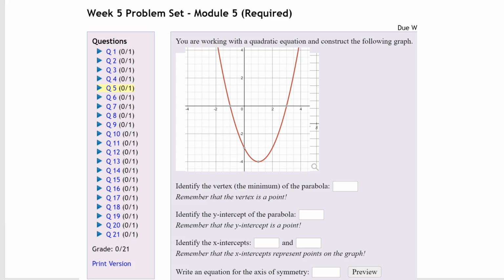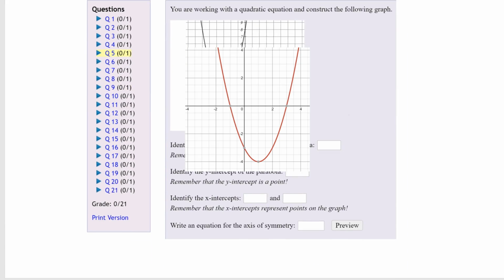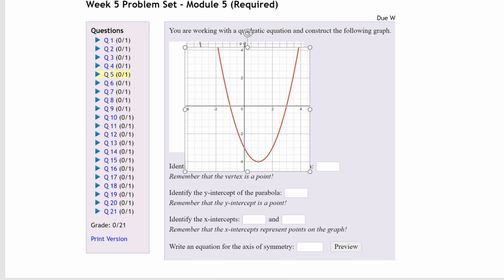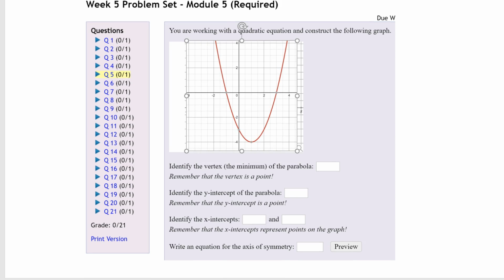All right, we're going to move on to question number 5. Now I did change the graph from the one that you guys were being asked. Let me just make sure here that I've got the whole problem in. Okay, great. So just because this one can be a little bit confusing, you're working with a quadratic equation and construct the following graph. Identify the vertex. Remember that it's a point. What they're saying is your answer needs to have parentheses and a comma.